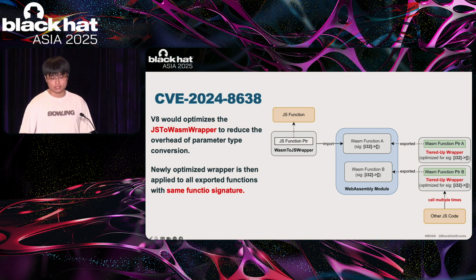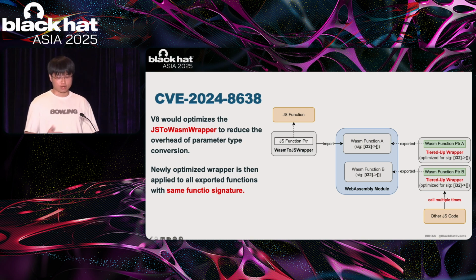In this diagram, we illustrate how frequent calls from an external JS function to a specific WebAssembly exported function trigger compilation optimization, generating an optimized version of the wrapper, which we refer to as a tiered-up wrapper. This optimization focuses on improving parameter conversion efficiency and reducing invocation overhead. Interestingly, this optimization mechanism not only affects frequently called functions, but also impacts other functions with the same function signature.